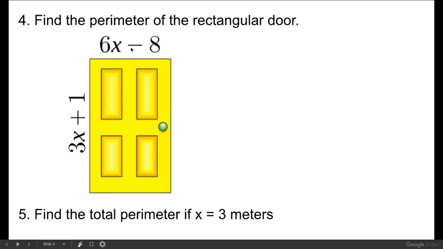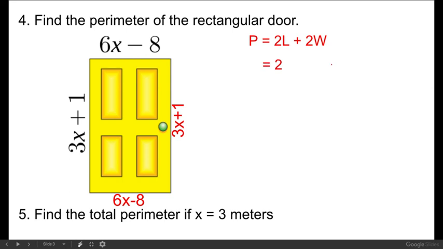So this 6x minus 8 for the top length also is the same down here, right? Because it's a rectangle. And this 3x plus 1 is the same over here because it's a rectangle. So you can add all these up just like we did in the first couple problems, or a lot of you guys like to use the formula better when we did it in class, so I'm going to show you using it with our formula, 2L plus 2W.